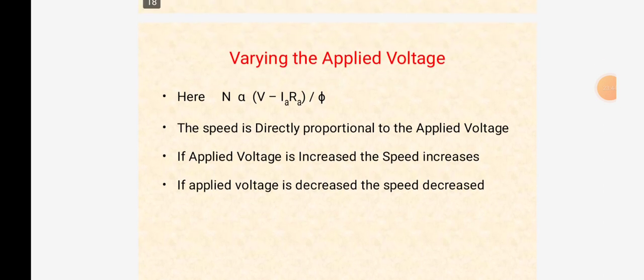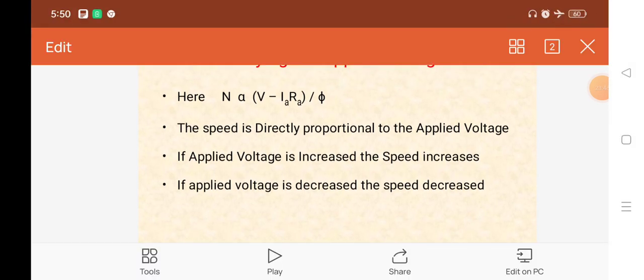Now we can watch a YouTube video about the speed control of DC motors.